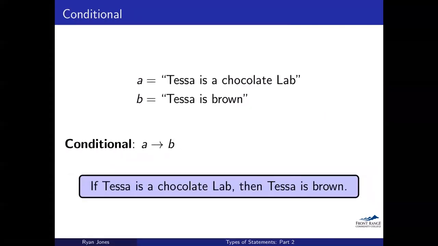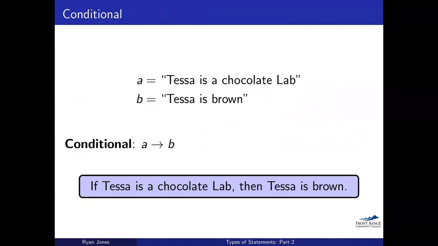So let's come back here to this conditional statement. Now, we know that if a dog is a chocolate lab, then it's brown. That's why it's called a chocolate lab. It's not a white lab. It's not a black lab. It's not any of those. If it's a chocolate lab, then the color of it is brown. So this conditional is a true statement.